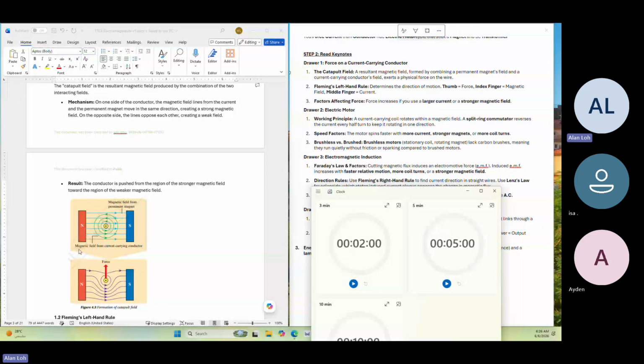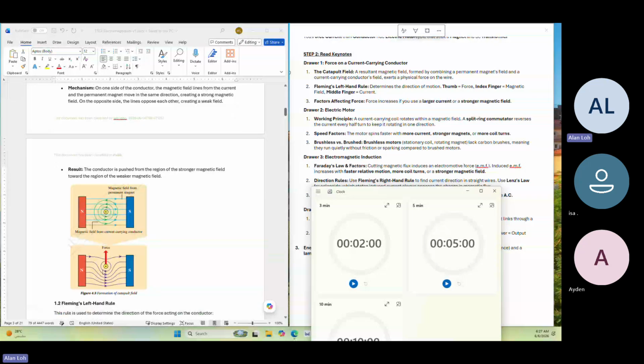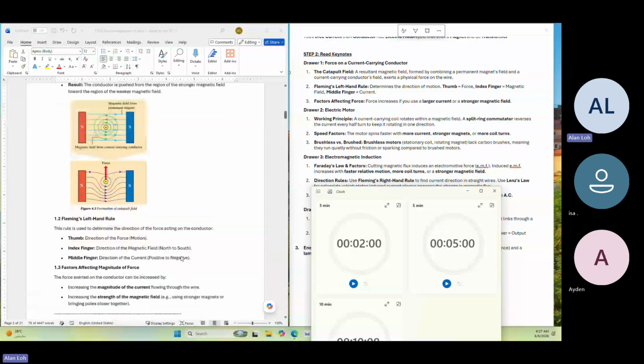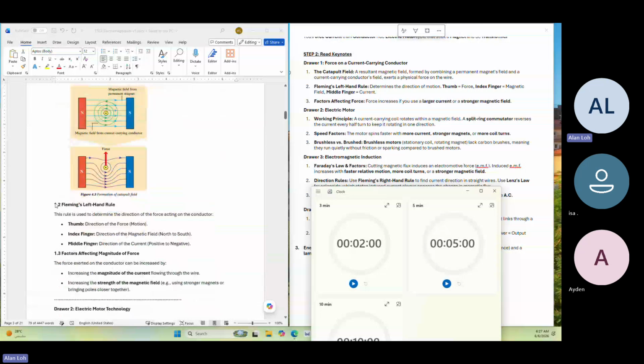So that's labeled over here: magnetic field from current carrying conductor. So imagine a copper that has current, that has electricity on it, and it will have a magnetic field. And how does it interact with the magnetic field between these two magnets? This is how they interact, right? So you just need to know there are some interactions for now, because now we are building your understanding from level 2 to level 3 for drawer 1. Okay, so let's read this 1.2 together for 1 minute.